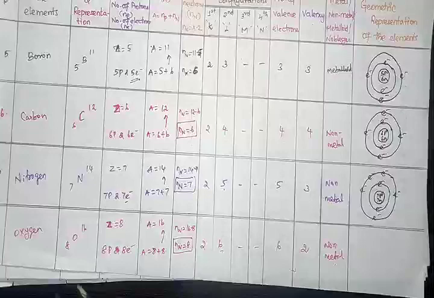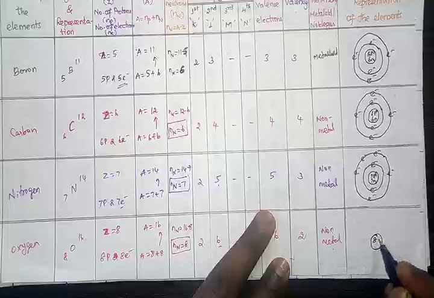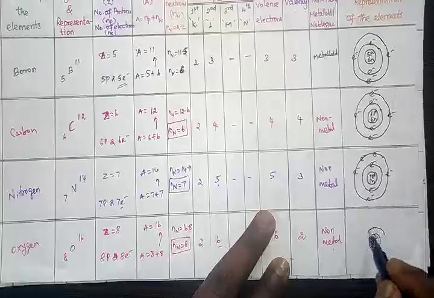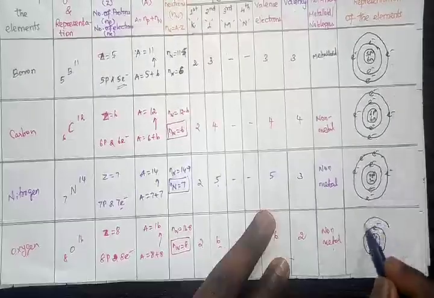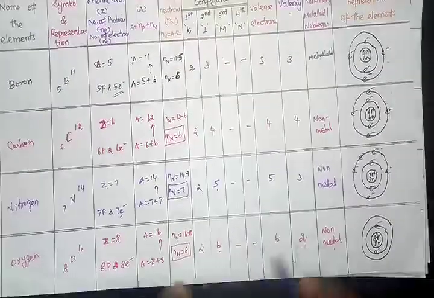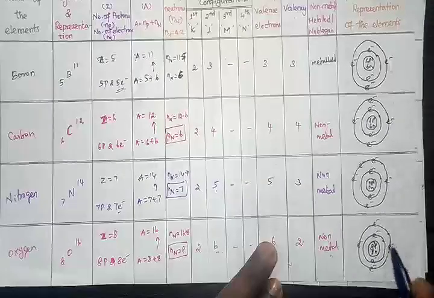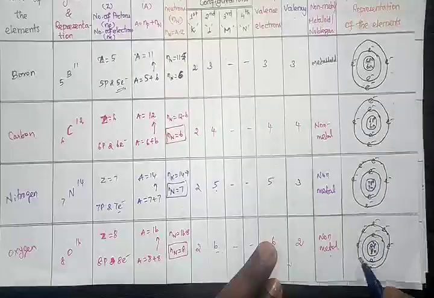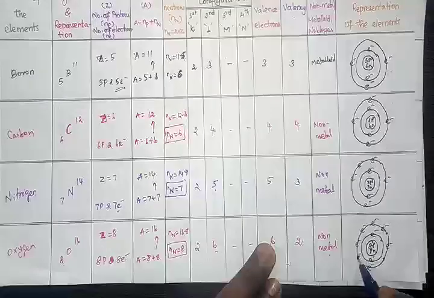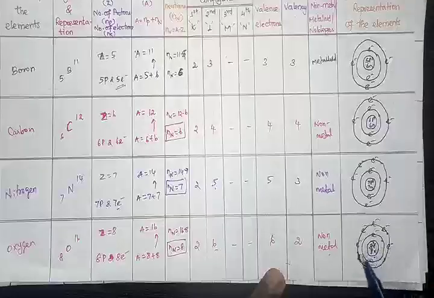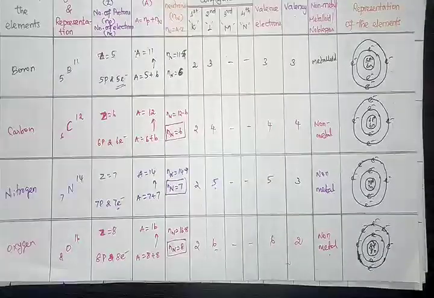Now for the representation, we will draw first 8 protons, 8 neutrons, and then 2 electrons in the K shell, and then 6 electrons in the L shell. 1, 2, 3, 4, 5, 6. Sorry, only 6 we have. So let me draw like this: 1, 2, 3, 4, 5, 6. Yes, this is the representation of oxygen.